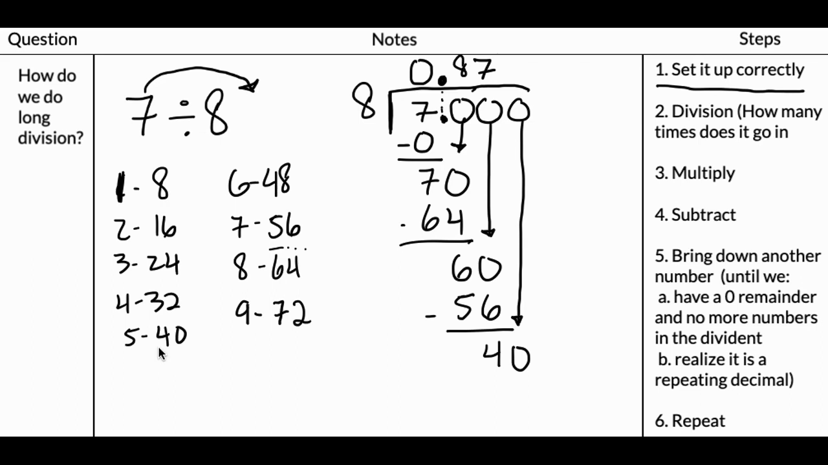And now I look through my chart, I see, oh, 8 goes into 40 5 times. So I've done the division, I multiply 8 times 5, which is 40. I subtract, which I get 0. Do I need to bring down another number? No, I don't, because we already have a 0 remainder, and there's no more numbers that we need to bring down. So now we're finished, and we know that 7 divided by 8 is going to give us the answer of 0.875.